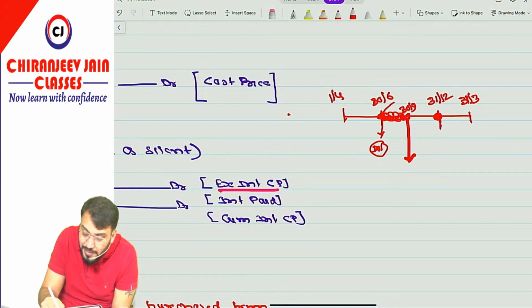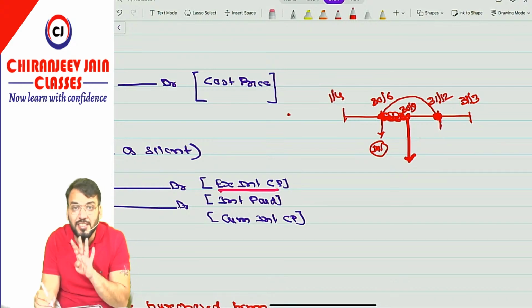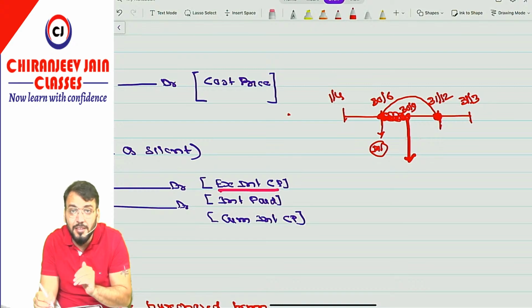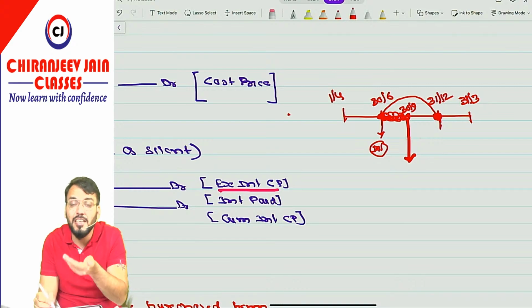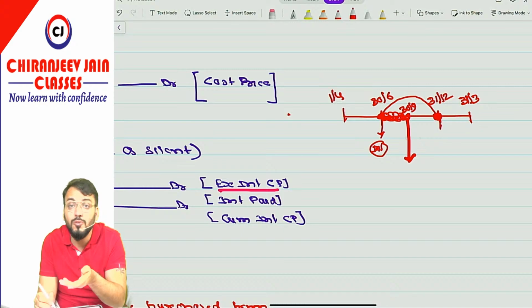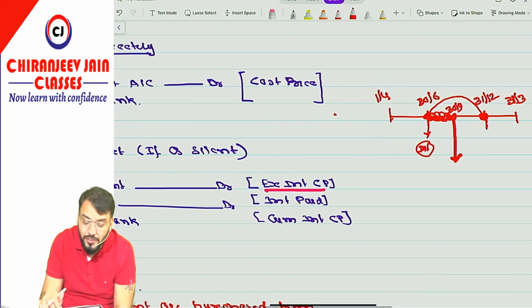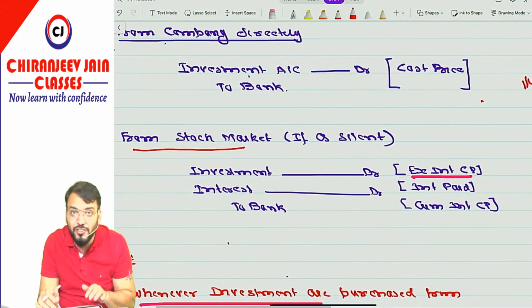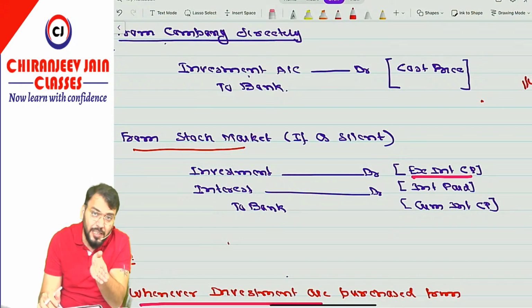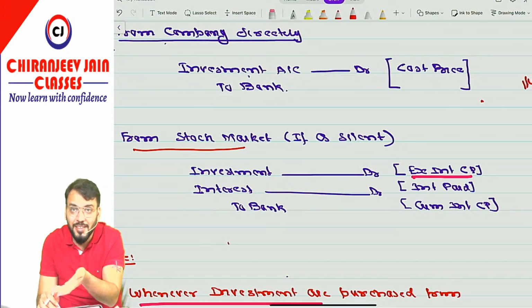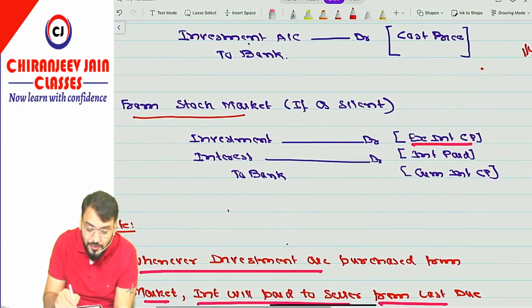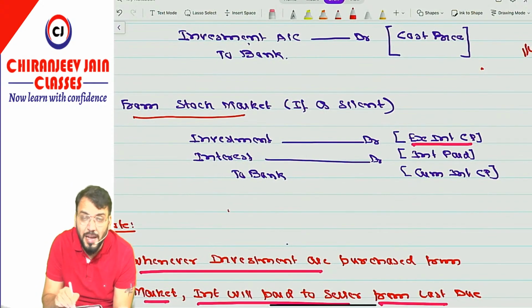So actually you receive interest for how many months? 6 months. But out of that 6 months, 3 months interest belongs to the person from whom you purchase, that is the seller. So on the date of purchase, there is some interest which you need to pay from the last due date to the date of purchase to the seller. Therefore the journal entry becomes investment account debit, interest account debit, to bank.